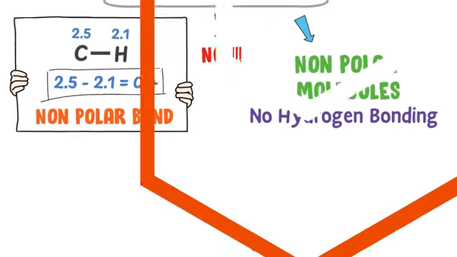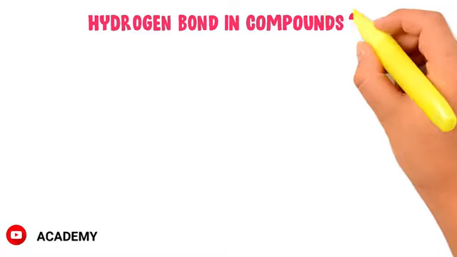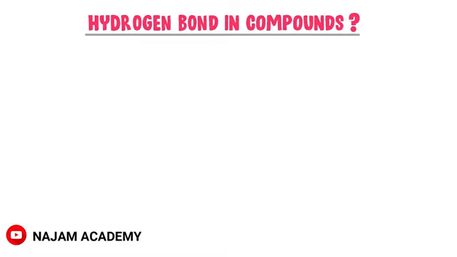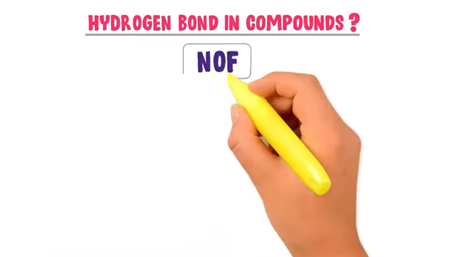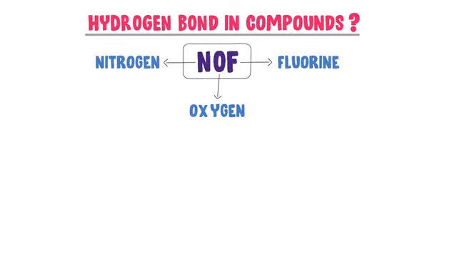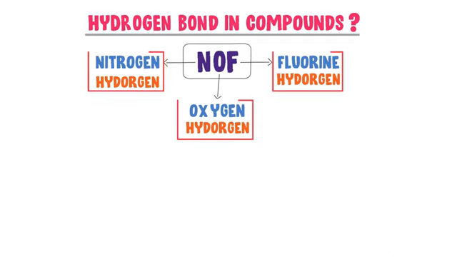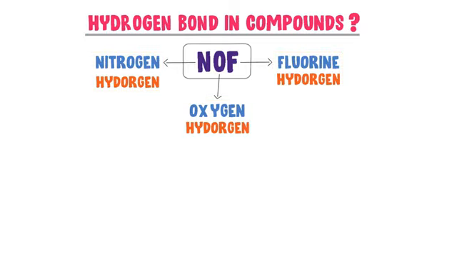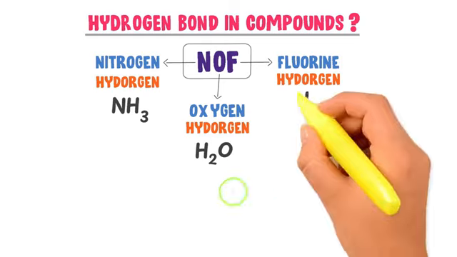Now what are the compounds in which hydrogen bond exists? Well, remember this mnemonic NOF. I mean nitrogen, oxygen and fluorine. When hydrogen forms a covalent bond with these three elements, hydrogen bond exists between their respective molecules. For example, hydrogen bond exists in ammonia, NH3, water, H2O and hydrogen fluoride, HF.